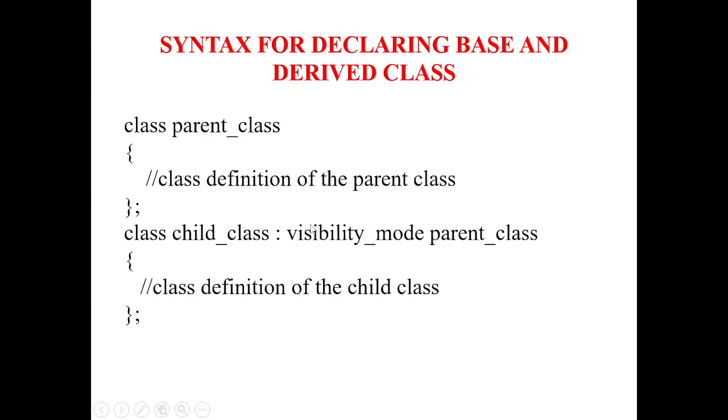Syntax for declaring base and derived class. So we have class, the parent class, that is your class name, open the curly braces, close the curly braces, semicolon. Then we'll be using the single colon operator. The scope resolution operator is double colon, whereas here it is a single colon. So class is a keyword, child class, colon, then the visibility mode, whether it is public, private, or protected. Then the parent class, with open braces and close braces, semicolon, right?